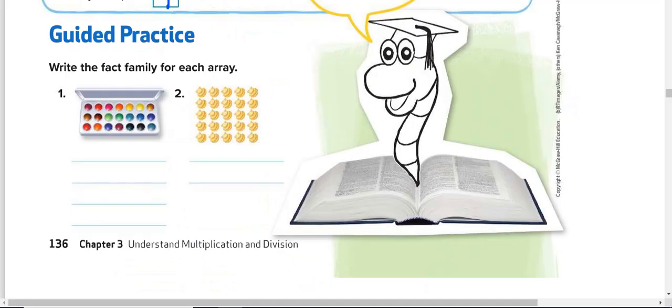Okay, so let's quickly look at this guided practice. I want you to attempt this by yourself, okay? And after that, you can play to see the correct answers. Write the fact family for each array. Very easy. So we have number 1.